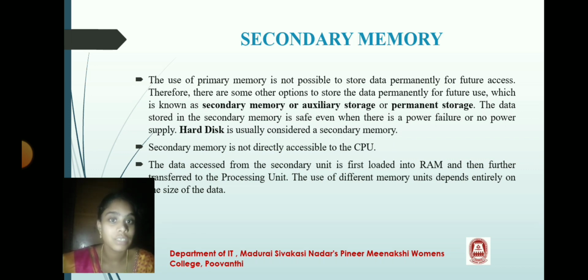So the data which is stored in the secondary memory is not easily get into the processing. What are all the data is going to process must be stored in the main memory. And the data accessed from the secondary unit is first loaded into the primary memory and then transferred to the processing unit. Then it will be processed. Then that data also resides in the main memory.